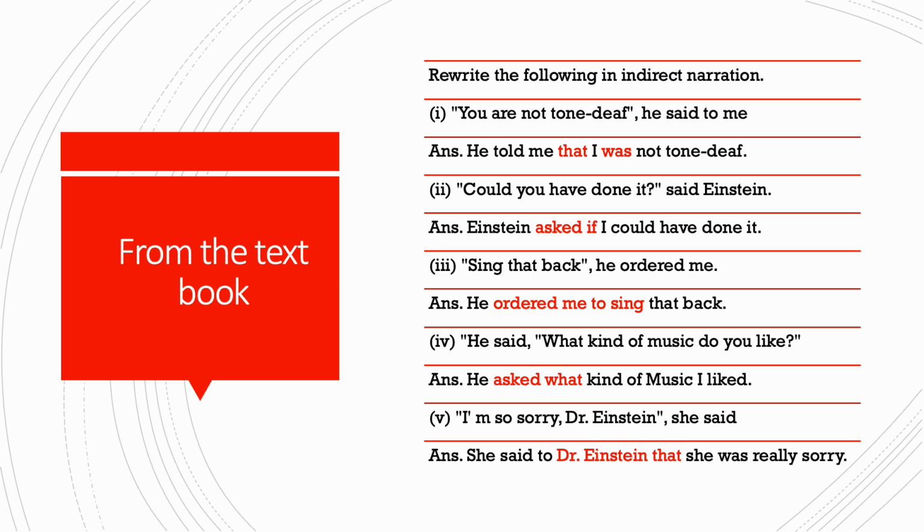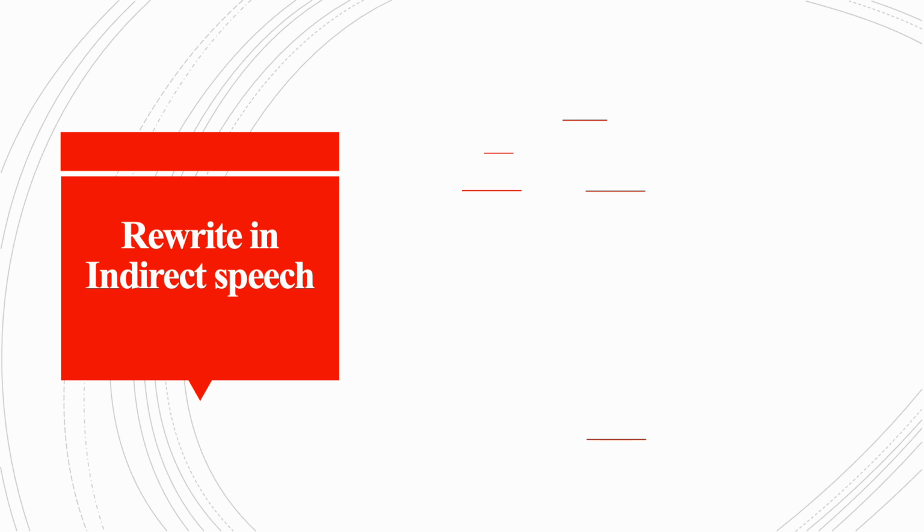Next one, what kind of music do you like? Again here it's a WH question. So you repeat that WH word again and it will be, he asked what kind of music I liked. The last one, I am so sorry. So here she said to Dr. Einstein that he was really sorry. Let's understand this better with few more examples.